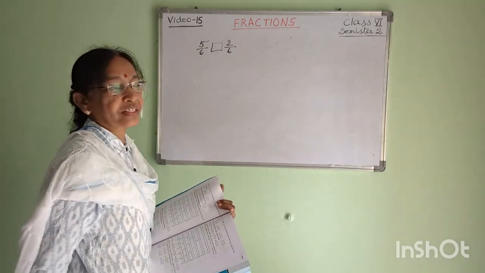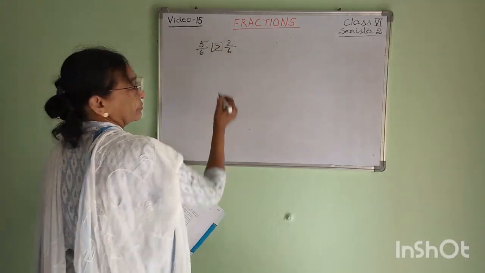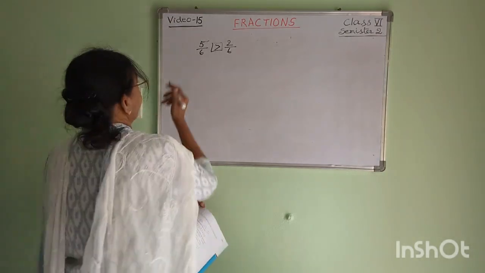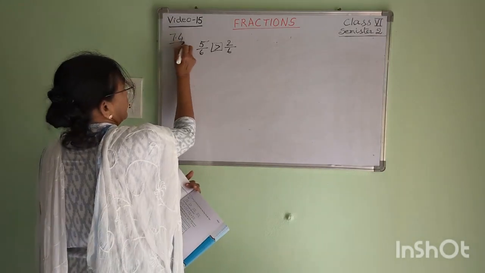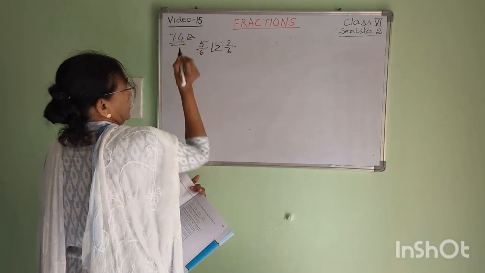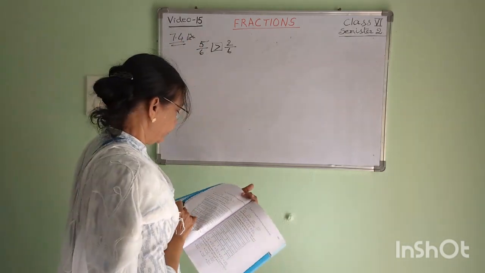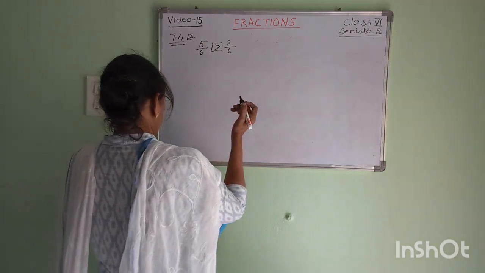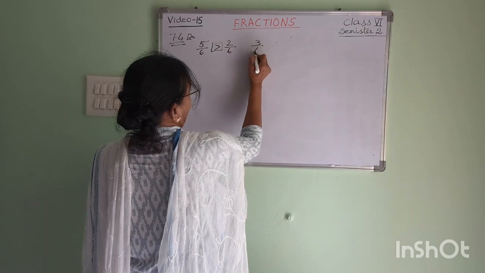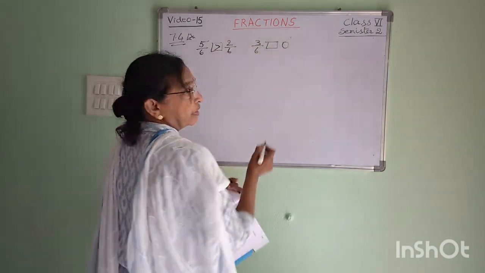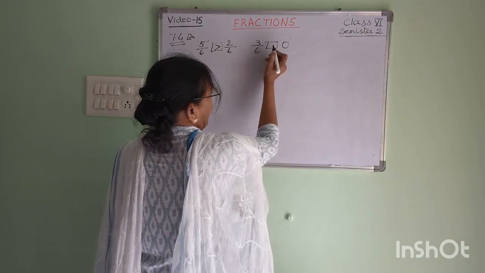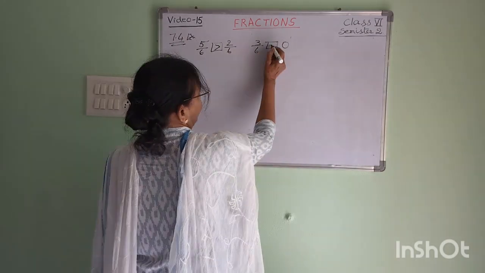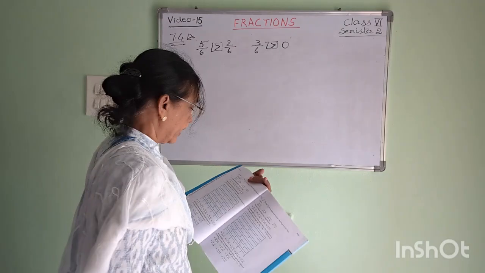This is like fractions, we can easily compare which is greater. This is exercise 7.4. We are solving exercise 7.4. Fill in the blanks are given. 3 by 6, 0. 3 by 6 is greater than 0. This is positive. 0 has no value. Therefore, 3 by 6 is greater than 0.